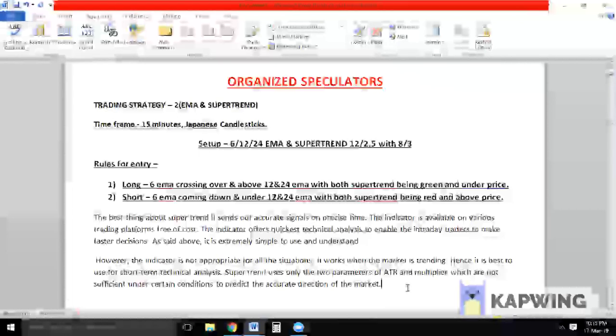The time frame on which we'll be using this is 15 minutes, and the charts which we'll be following are the standard Japanese candlesticks. Now, basically, the setup consists of three exponential moving averages with periods 6, 12, and 24, and two super trends with the settings 12 and 2.5, along with 8 and 3.